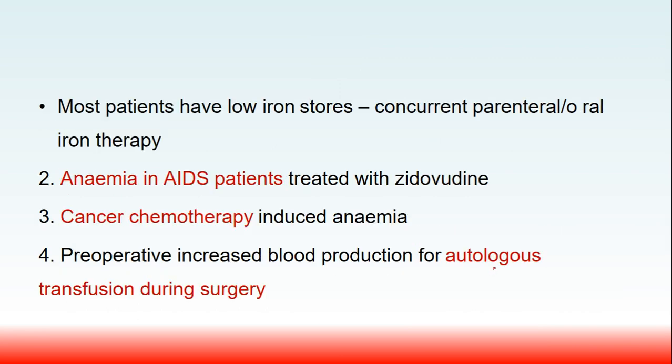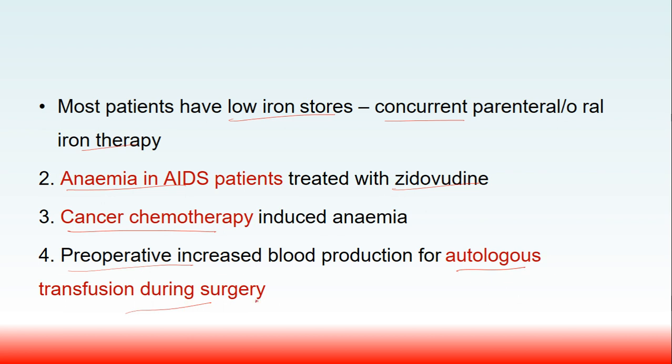the quality of life. Most of the patients may have low iron stores. So along with the epoetin, you may need to give concurrent parenteral as well as oral iron therapy. Apart from this, epoetin can be used in the treatment of anemia in AIDS patients who are treated with zidovudine, because zidovudine can cause anemia, and also in cancer chemotherapy induced anemia, and also pre-operatively you can increase the blood production for autologous transfusion during surgery.